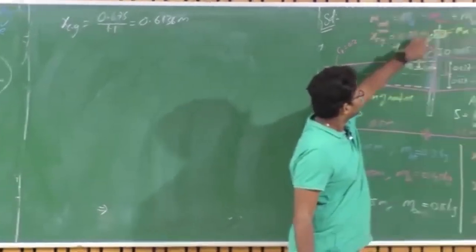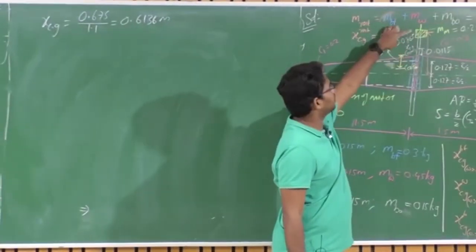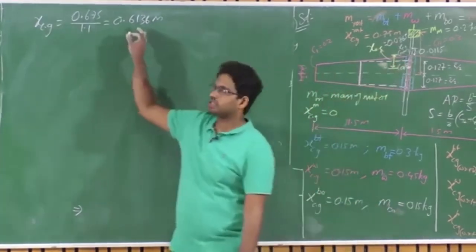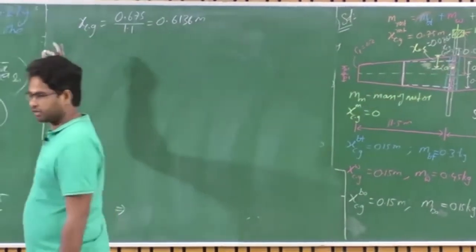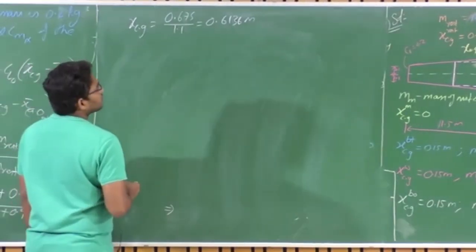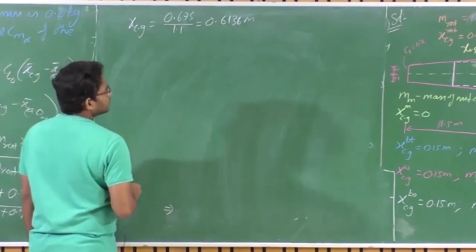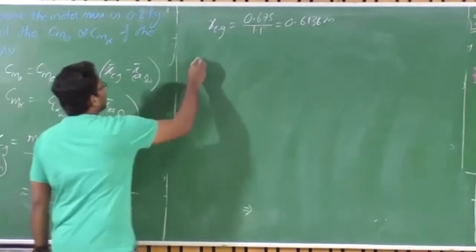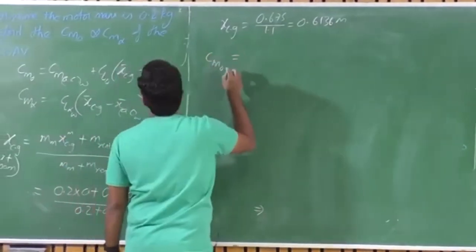Right, the current CG location is behind the starting of the boom, located at a distance of 0.61 meters from the point. So now you need to find out what CM naught and CM alpha are. It's straightforward. So the CM naught of the configuration at this CG location.